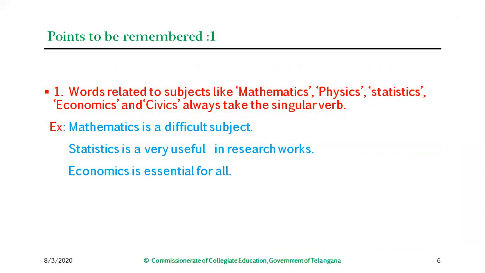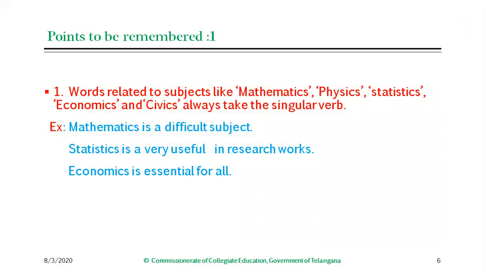Let's look at the rule 1. Words related to subjects like mathematics, physics, statistics, economics, and civics always take the singular verb, because subjects are always taken as singular nouns. Mathematics, even if it ends in S, it's not a plural subject.